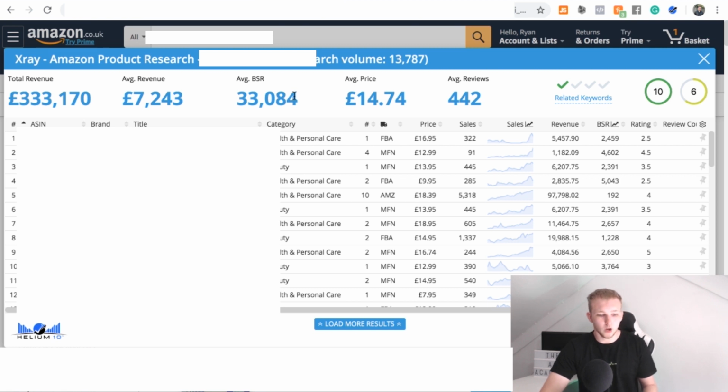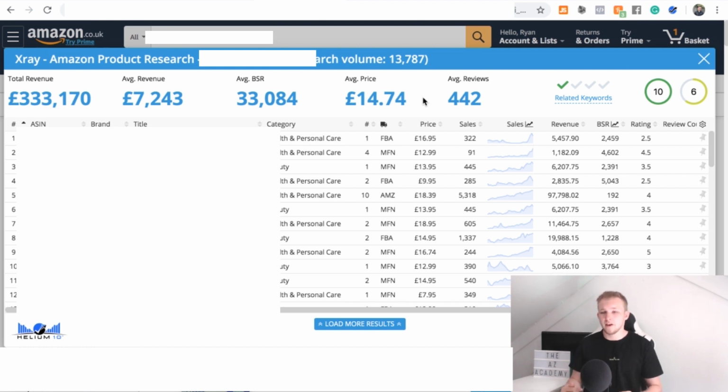Across to the BSR, now we'll cover the BSR in detail in a minute when we look at these sales trends and why that actually matters. But for now, we're going to skip over that and go straight to the average price. So an average price of £14.74. Now, the price doesn't really worry me that much. I'll be quite happy with that.